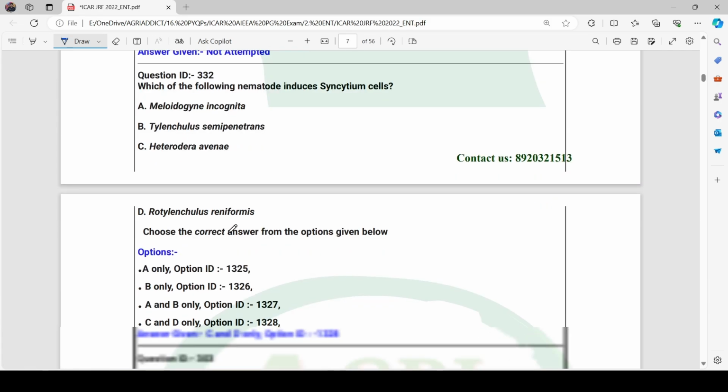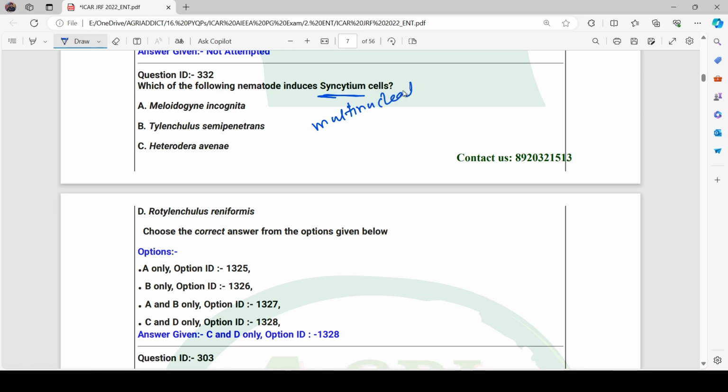Which of the following nematode induces syncytium cell? Syncytium cell means multinucleate cells. So this is the main characteristic of Heterodera avenae, Rotylenchulus reniformis. These two are mainly, that is C and D only is the correct answer.